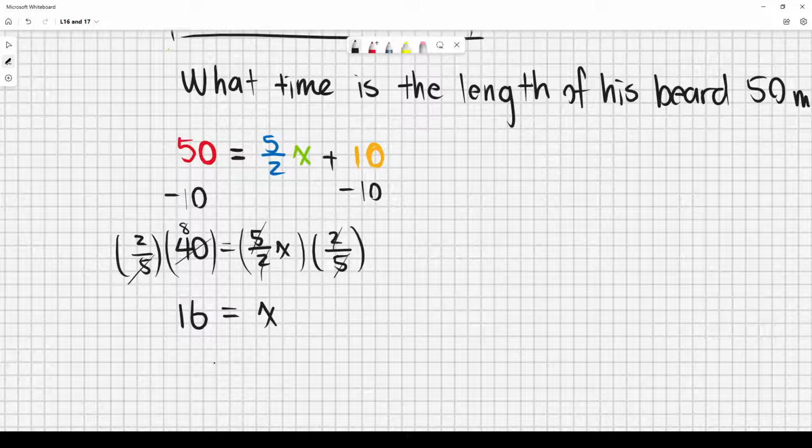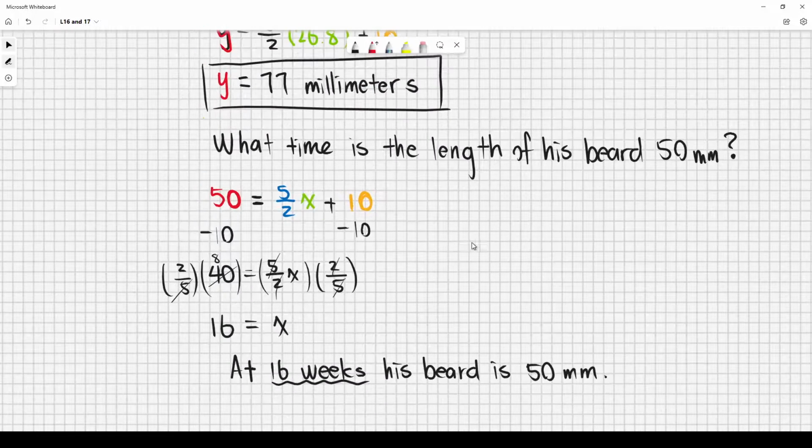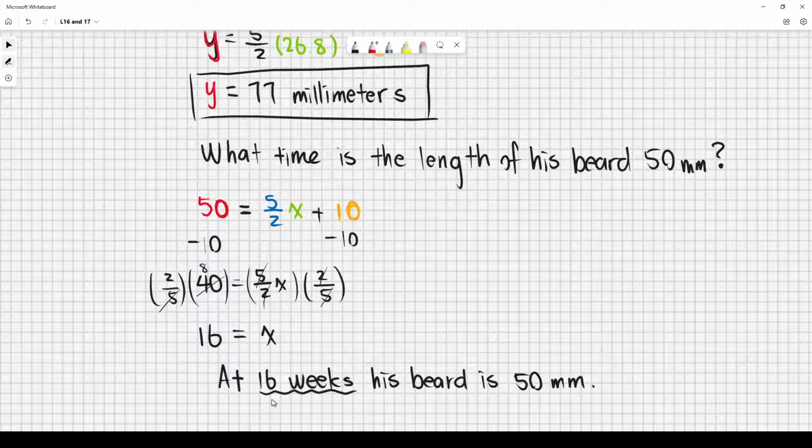So at 16 weeks, his beard is 50 millimeters. So there you go. That's your answer at 16 weeks. So essentially, it took him 16 weeks to grow 50 millimeters. That's another way you can think of it.